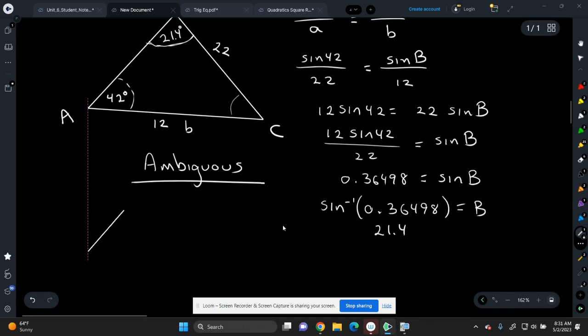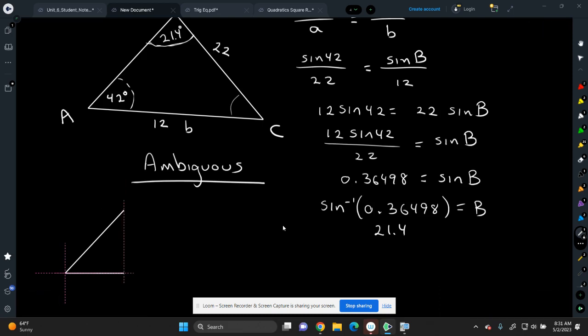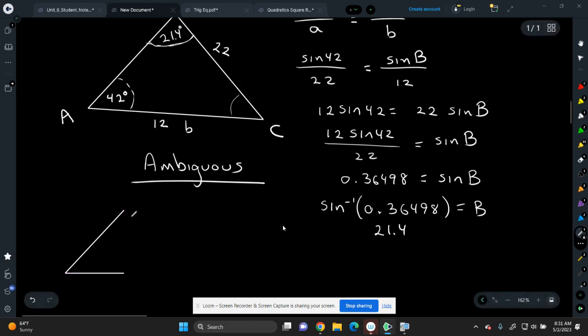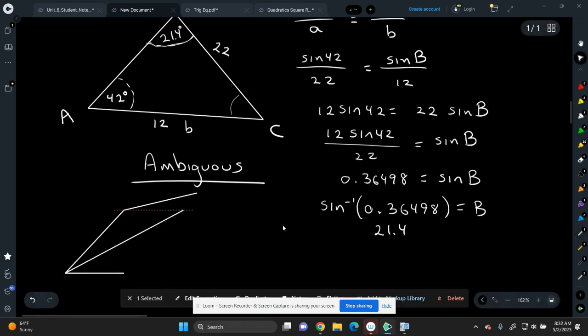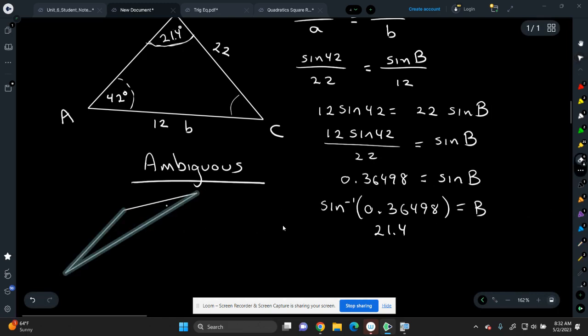Here's my 42 degrees, right? Make sure I get this right. I can never draw this. I'm visually challenged. Yeah, it could also be going something like this. It could be doing something like that, okay? So what we have to do is consider whether or not there's another possible angle.